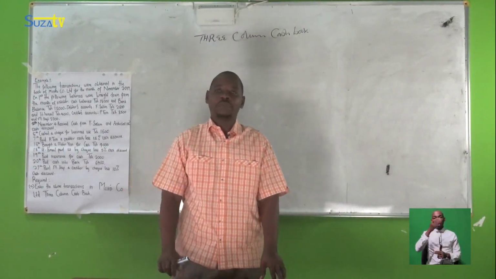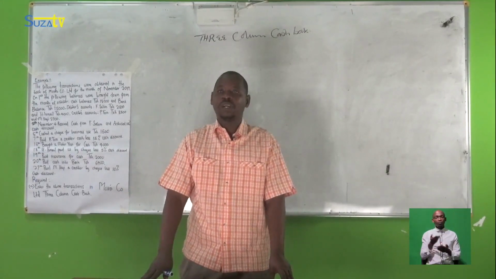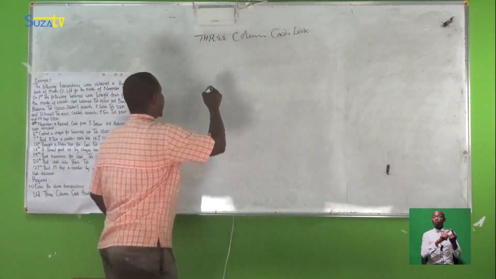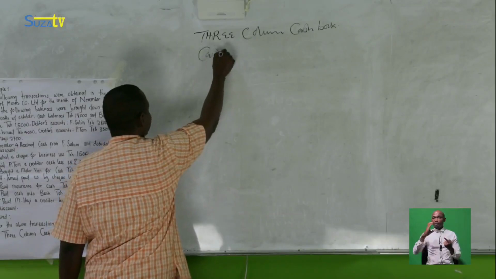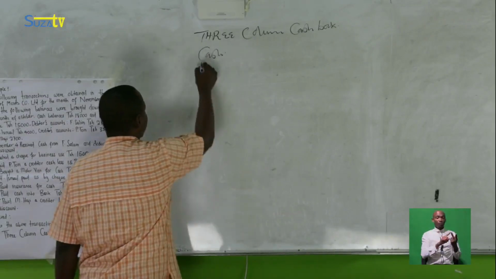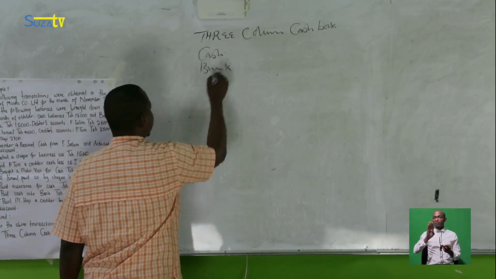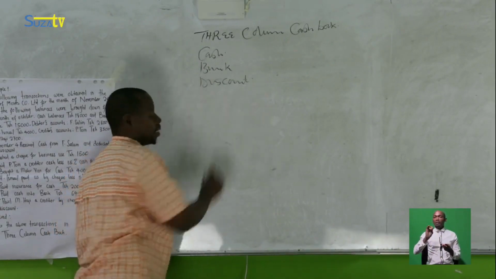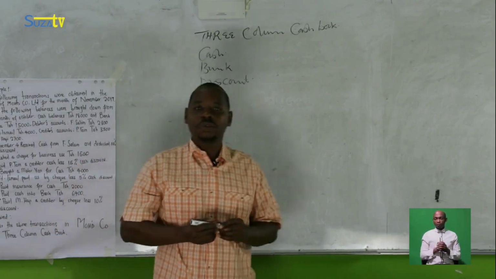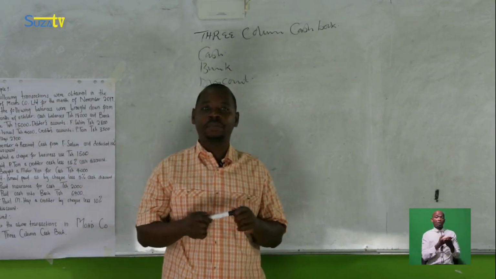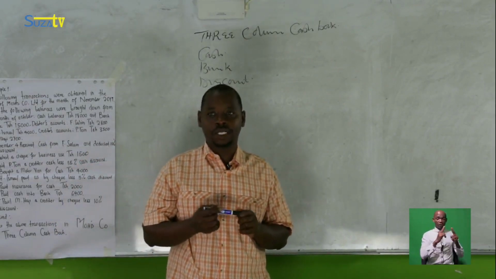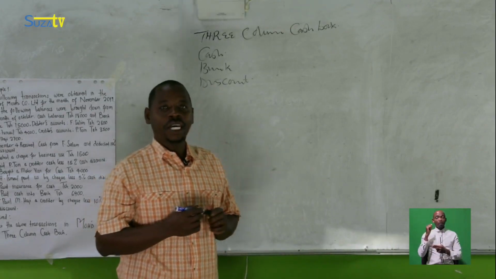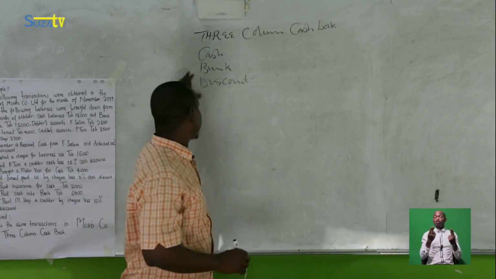Within the 3-column cash book, we have only 3 accounts. One is known as cash. The second one is bank. And the third one is discount. The 2 accounts have already been discussed in a previous lesson on the 2-column cash book. Today, the new account is the discount account.